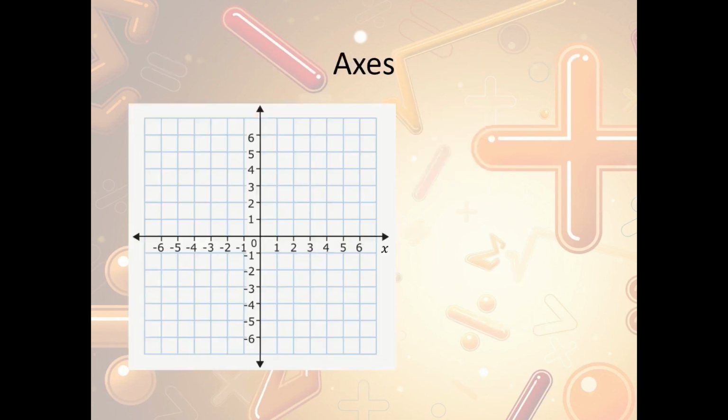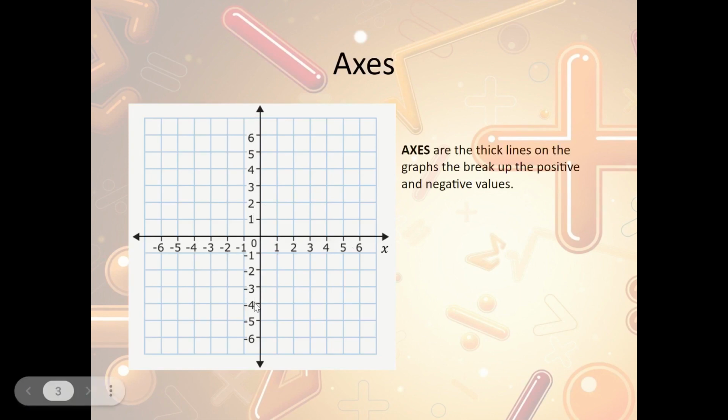Now let's take a look at axes. Within the coordinate plane, we should notice that there are these lines that break up the x and y's. The axes are the thick lines that break up the positive and negative values. If we look here, we have our x's that go this direction, and we have our positives on this side and our negatives on this side. And they're broken up by this line here that represents the negative y's and the positive y's. So they break up each other and create positives and negatives in each of these boxes.